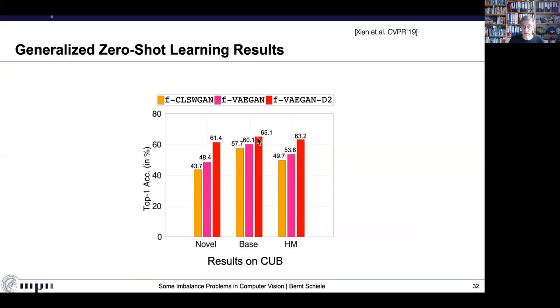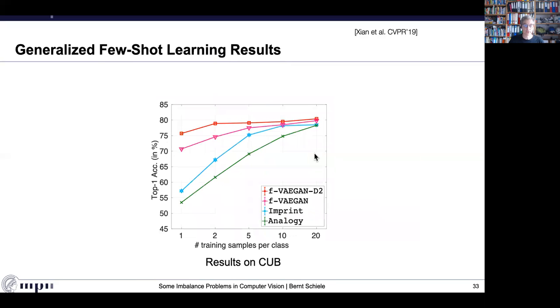And as such, I can improve here, and I also improve on the base class, as well as the harmonic mean together. And again, we can look at this in a few-shot setting. And again, I'm comparing it to two state-of-the-art methods.